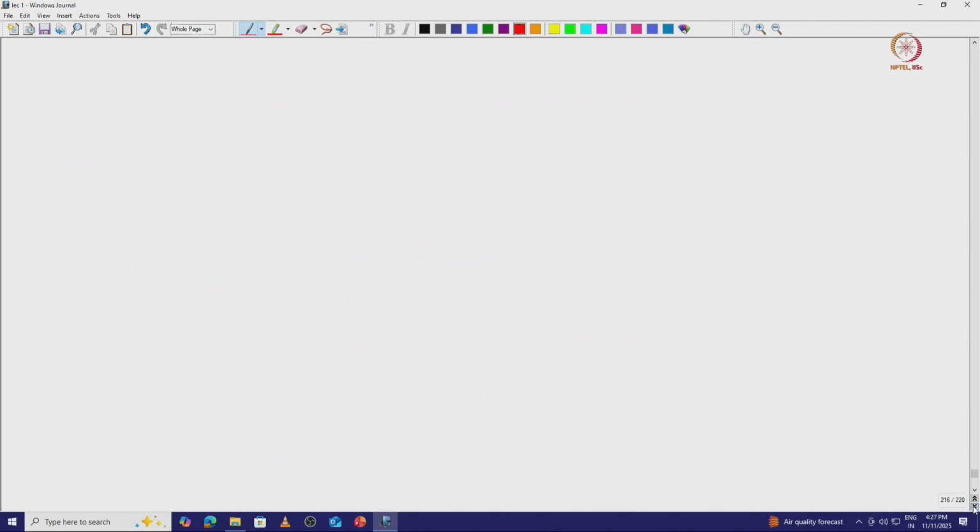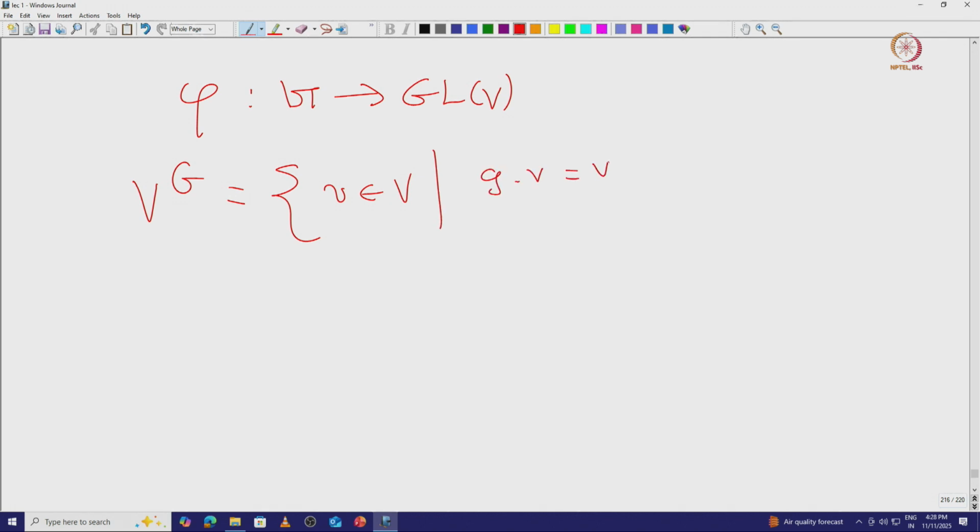Now, let us go back to our representations. As we said, we started with the representation phi from G to GL(V). Then we defined this fixed subspace V^G, which consists of those vectors in V which are fixed by all the elements g in G. What we want to understand is the dimension of this V^G.